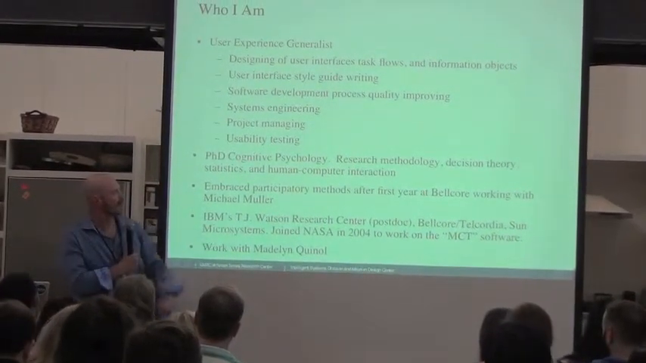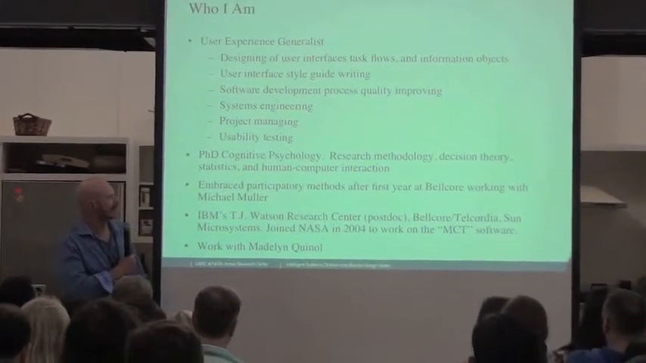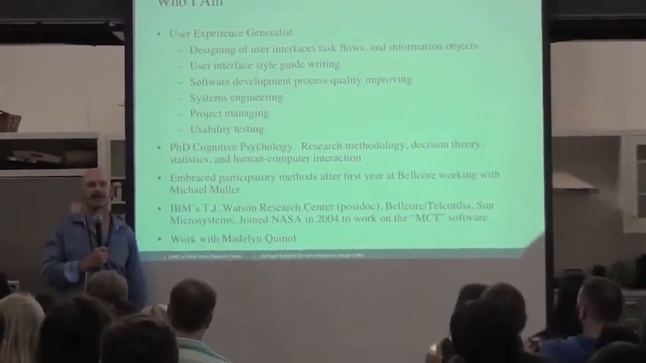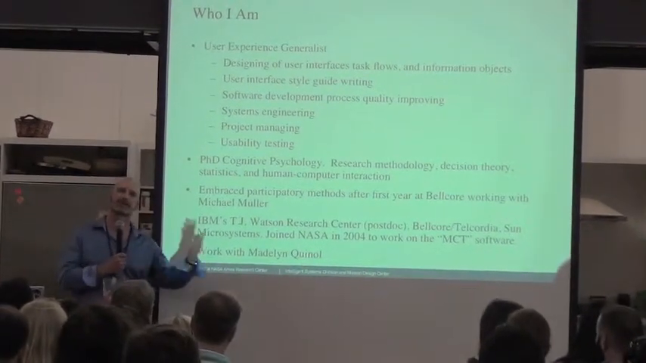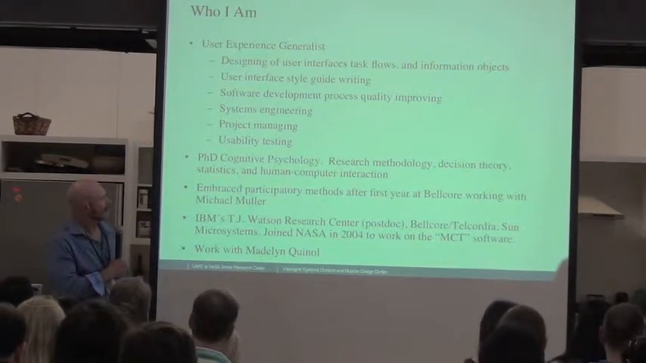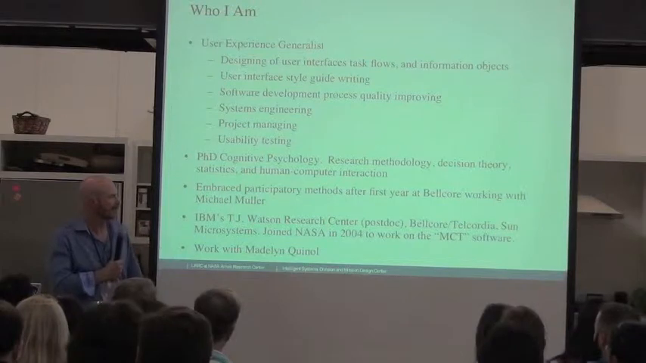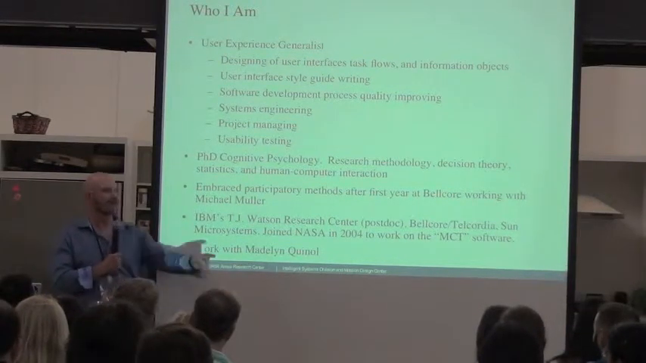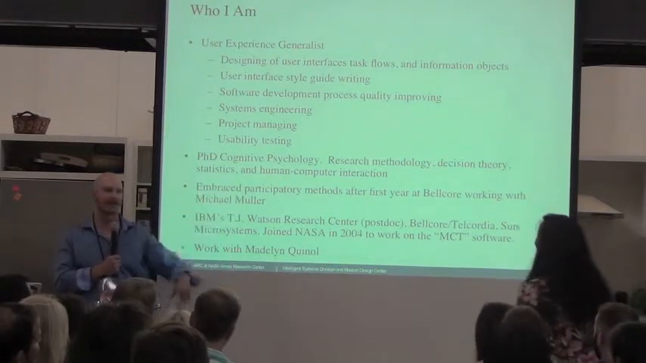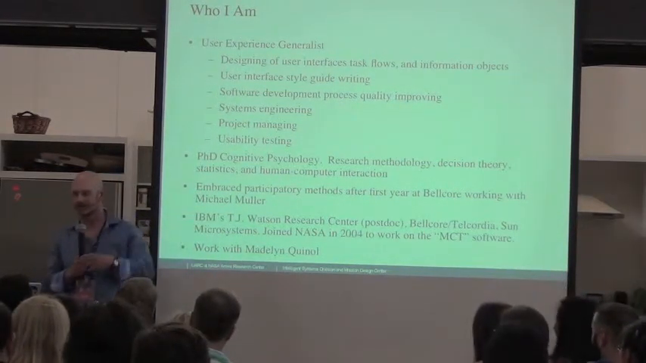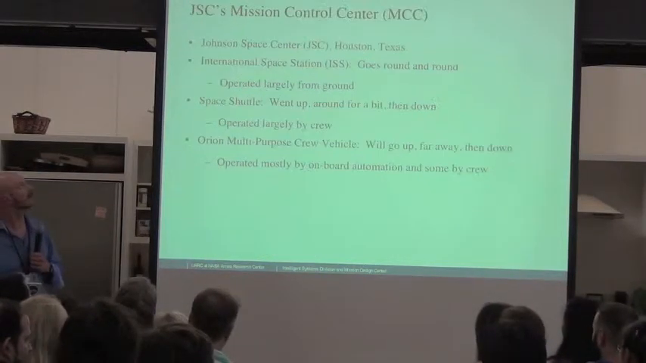I was at IBM's Watson Research Center as a postdoc, then Bellcore, which became Telcordia, and that was pretty much dead. That was the research and development branch of the phone companies. The other half of AT&T Bell Labs went with the regional phone companies. And then Sun Microsystems, and then I joined NASA in 2004 to work on the MCT software I'll tell you about briefly. And this is Jonathan Knoll, stand up. This is Jonathan Knoll I work with. He's my partner at NASA Ames, and that's Jay Trimble, who's a principal investigator for the MCT project.